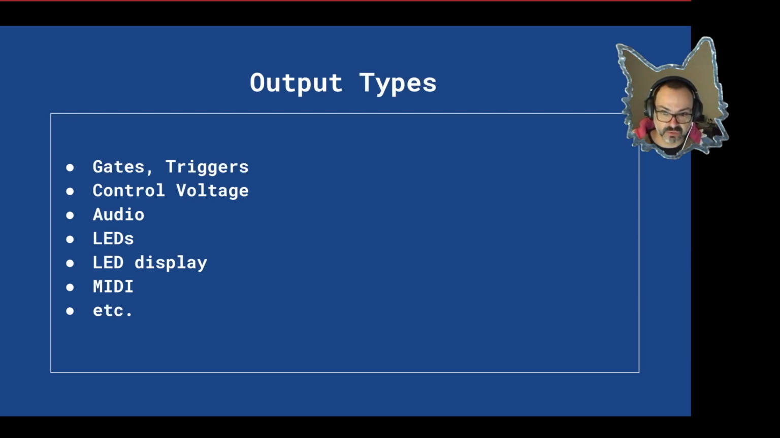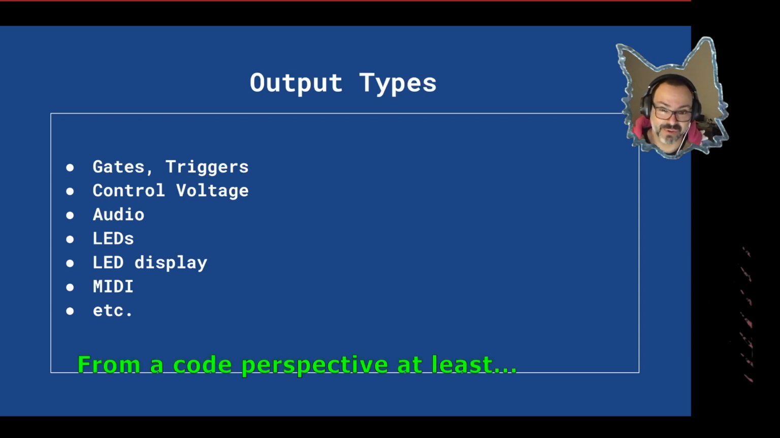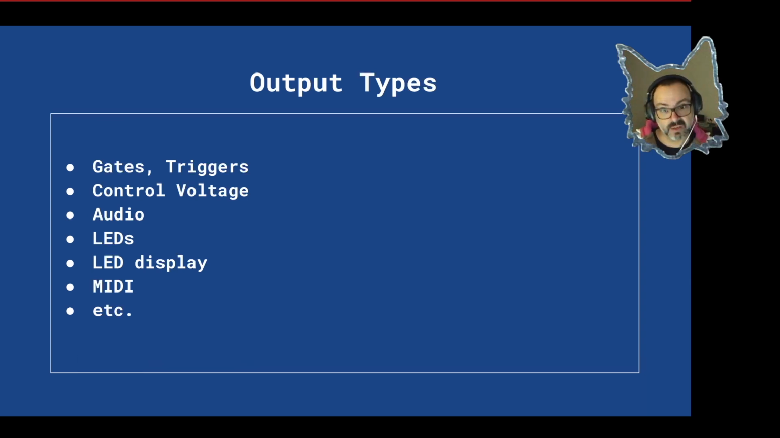Okay? All right, so first off, what are we talking about? Gates and triggers, we're talking about today. Control voltage, another output type, we're not going to be talking about that today. That really deserves its own topic, so we're going to save that for a future video. LEDs, we will be talking about that today because the way we drive gates and triggers is exactly the same as how we drive LEDs, so why not cover that, right? LED displays, though, that's a totally different topic, so we'll wait on that one as well.